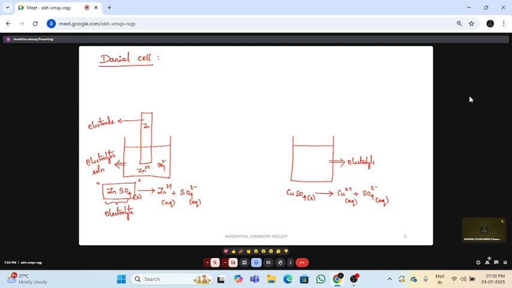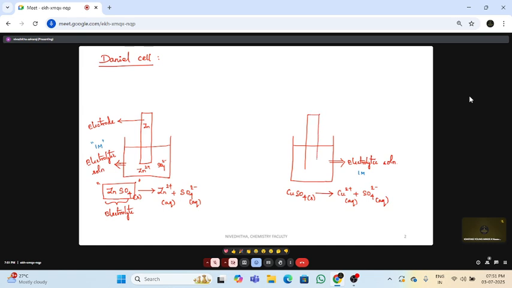Whenever we are preparing any solution, we'll be preparing it in a particular concentration, right? Here, the concentration of the solution is 1 molarity. And here also, the concentration of the solution is 1 molarity. So, I have an electrolytic solution. Now, I'm going to dip a metal which is related to this copper sulfate salt.